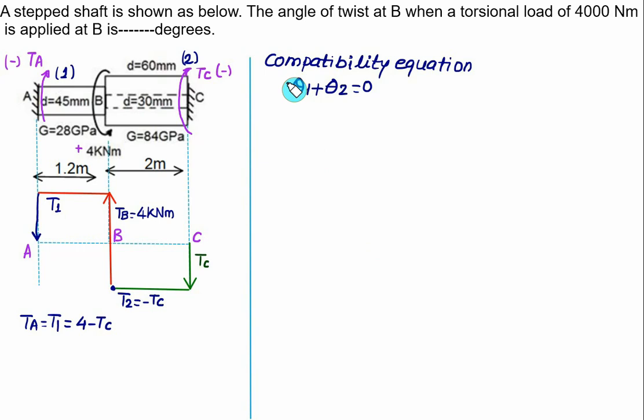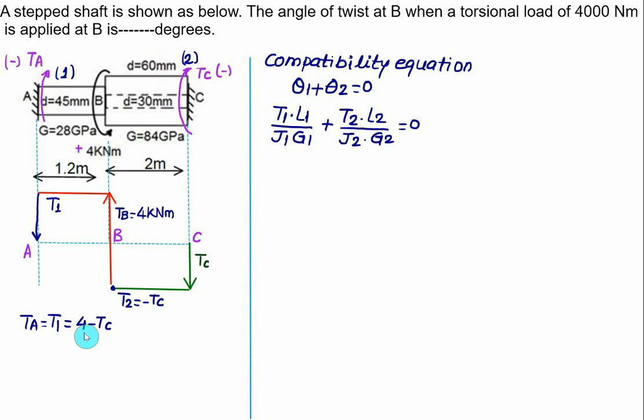So we have the compatibility equation in the case of a statically indeterminate problem: theta 1 plus theta 2 equal to 0. Theta 1 is T1 multiplied by L1 divided by J1 into G1, plus T2 into L2 divided by J2 into G2, is equal to 0. T1 we can replace as 4 minus TC.